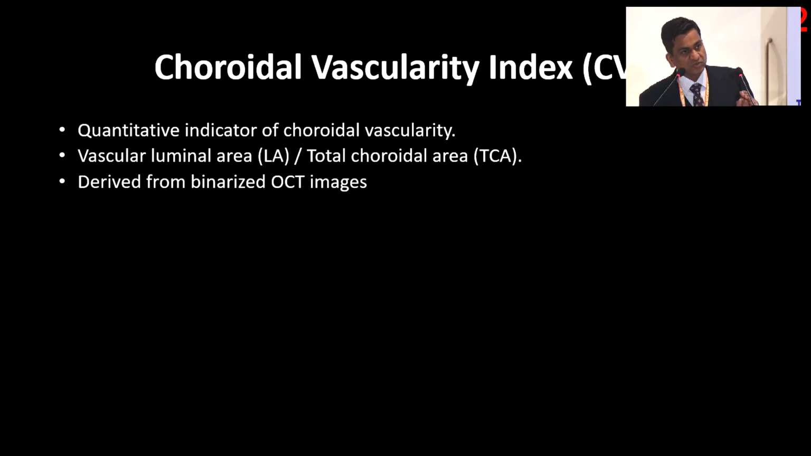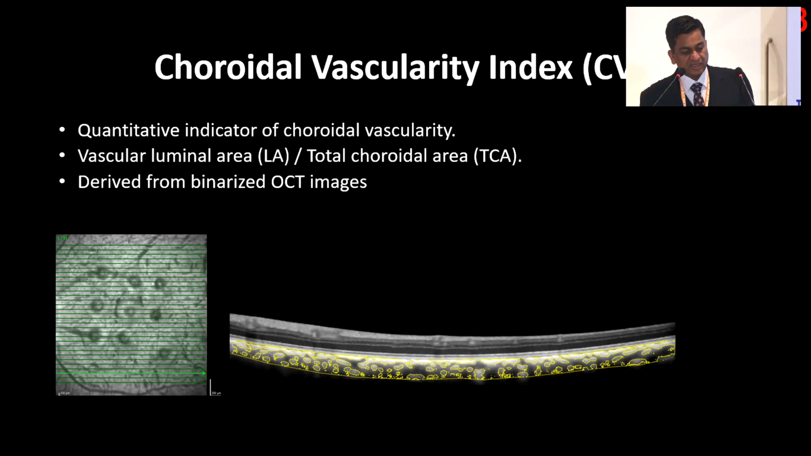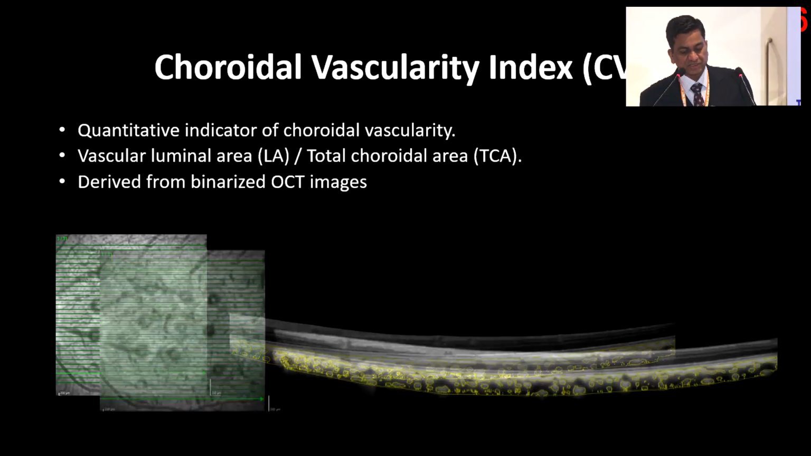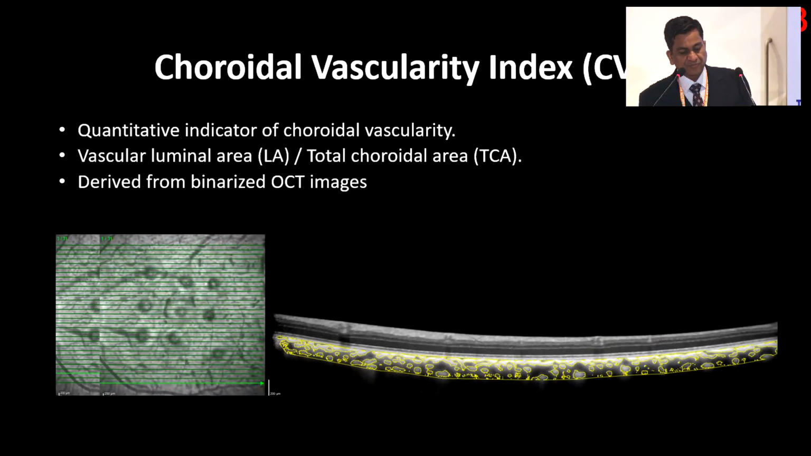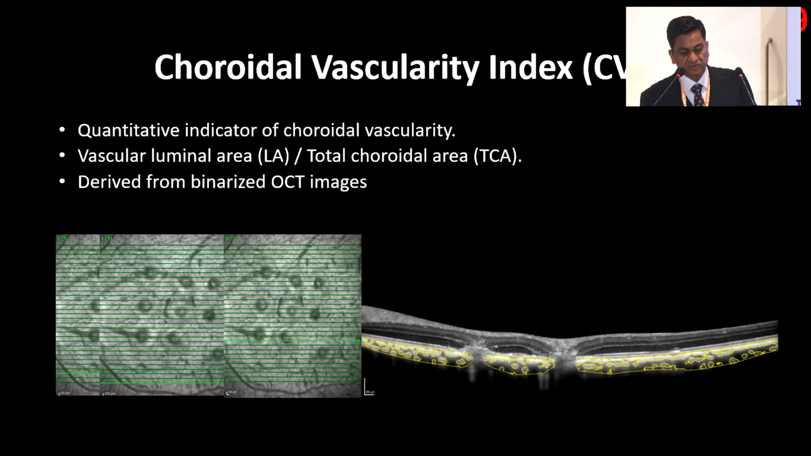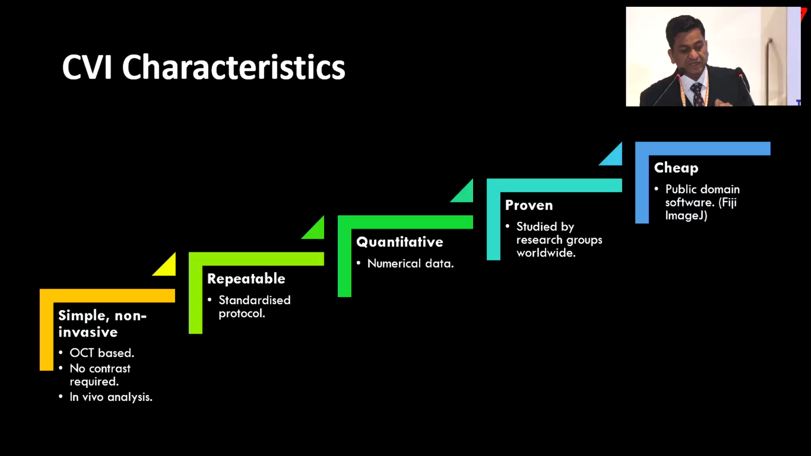But because we all love numbers, we always keep talking about how much the macular thickness is in microns. I thought we should look into a number, and that is why I generated a number called the choroidal vascularity index. Some of you might be familiar. We wanted to analyze how much vasculature there is, and here you can see the segmentation in animal eyes that underwent a laser-induced CNV. We thought it is a simple, non-invasive way to monitor choroidal vasculature: repeatable, quantitative, proven, cheap.